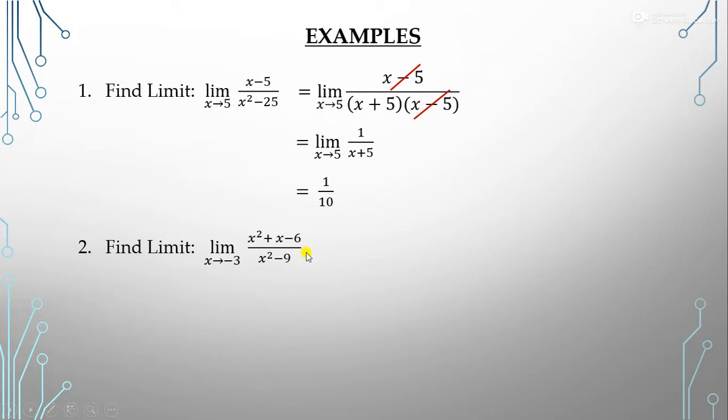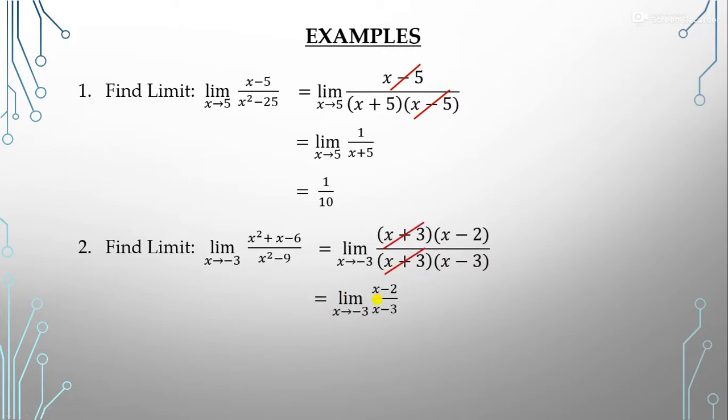So you do the factorization first. When you factorize the numerator quadratic equation and the denominator, you will get (x plus 3)(x minus 2), and in the denominator you apply a square minus b square, so it becomes (x plus 3)(x minus 3). Now you can see that in the numerator we have x plus 3 and in the denominator we have x plus 3. So these two common factors will be cancelled out. Now remaining we have x minus 2 upon x minus 3.